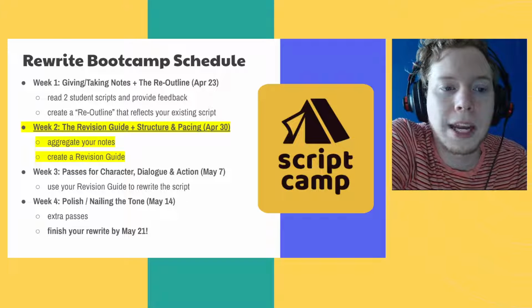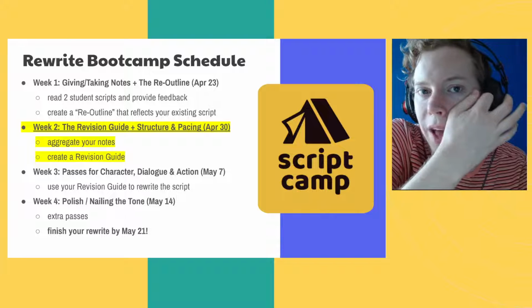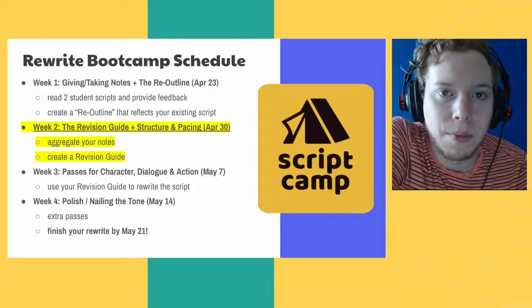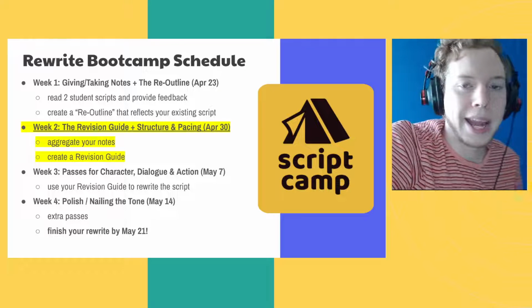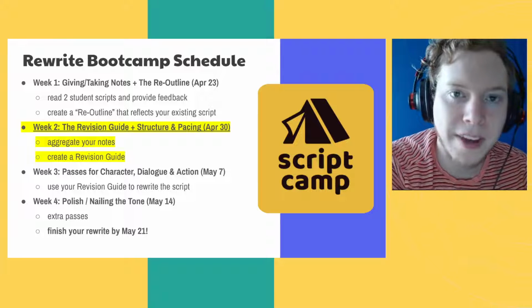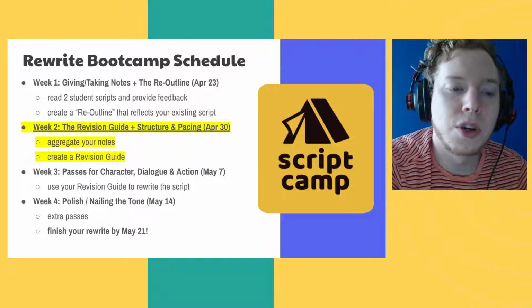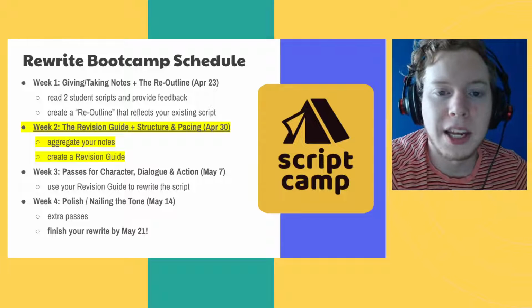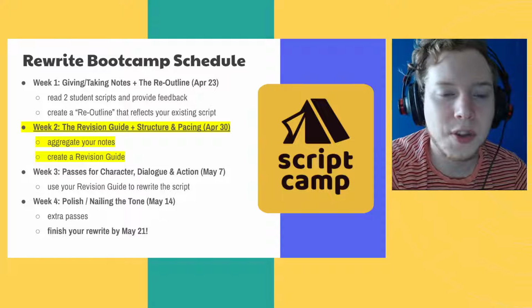You are also creating a re-outline that reflects the current version of your script. That is an outline that has a bullet point for every scene. It is not showing the changes that you'd like to make to your script. It's in fact just reflecting the version of it that you currently have. You were also supposed to read these student scripts and give all the feedback that we discussed last week.